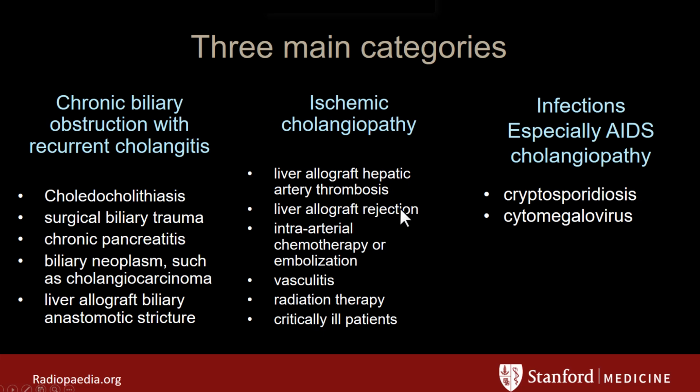Ischemic cholangiopathy is another big category. So hepatic artery thrombosis in a transplant patient, rejection, intraarterial chemo or embolization can cause ischemia, vasculitis, radiation, and sometimes in critically ill patients with prolonged hypotension, you can get ischemic cholangiopathy. And then AIDS, crypto, and CMV, which we're not going to talk about today.